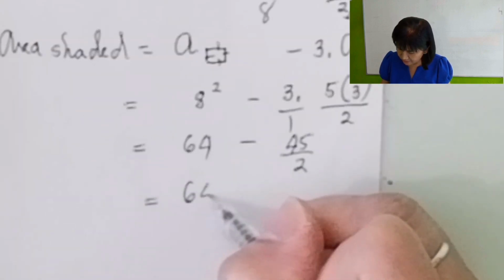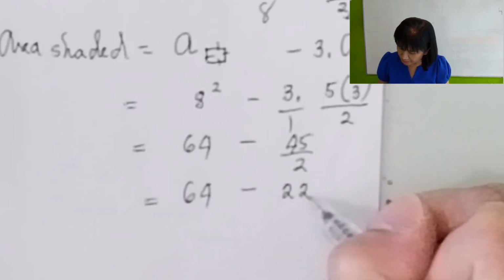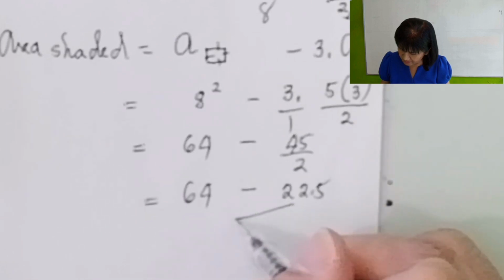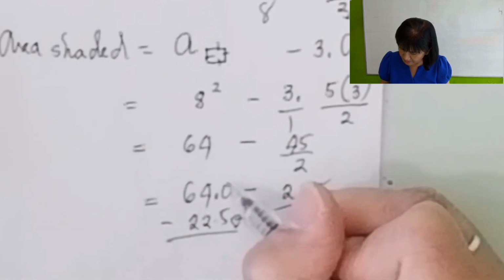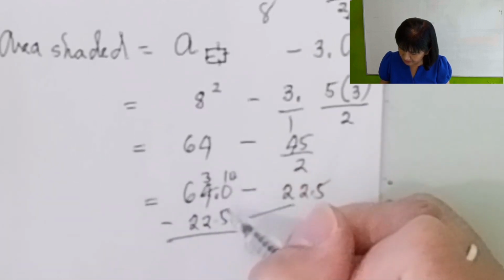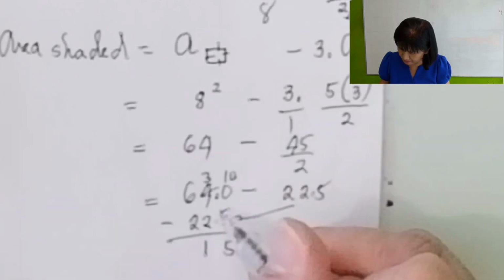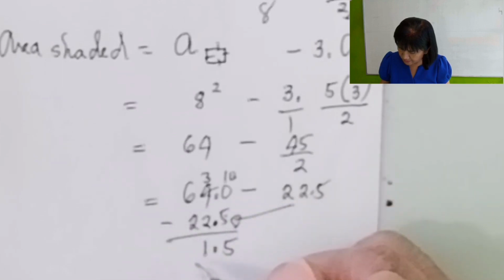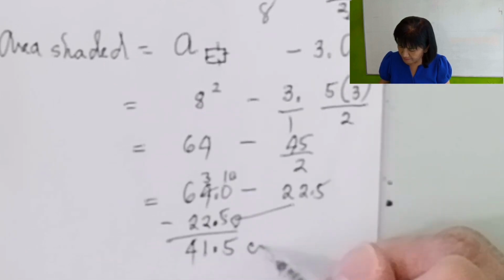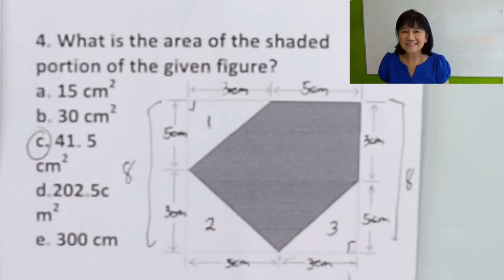So we have here 64 minus 45 over 2, which is 22.5. So we subtract, 64 minus 22.5. 0, borrow 1, 10 minus 5 is 5. 3 minus 2 is 1. Align the decimal point. 6 minus 2 is 4. So the correct answer is 41.5 square centimeters. Where is that? Letter C.